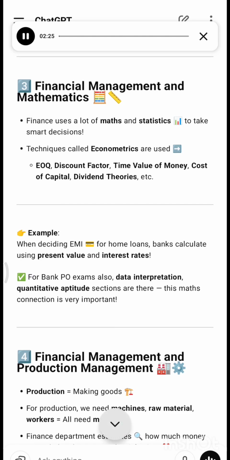Number 3, financial management and mathematics. Finance uses a lot of maths and statistics to take smart decisions. Techniques called econometrics are used. EOQ, discount factor, time value of money, cost of capital, dividend theories, etc. Example: when deciding EMI for home loans, banks calculate using present value and interest rates. For Bank PO exams also, data interpretation and quantitative aptitude sections are there. This maths connection is very important.